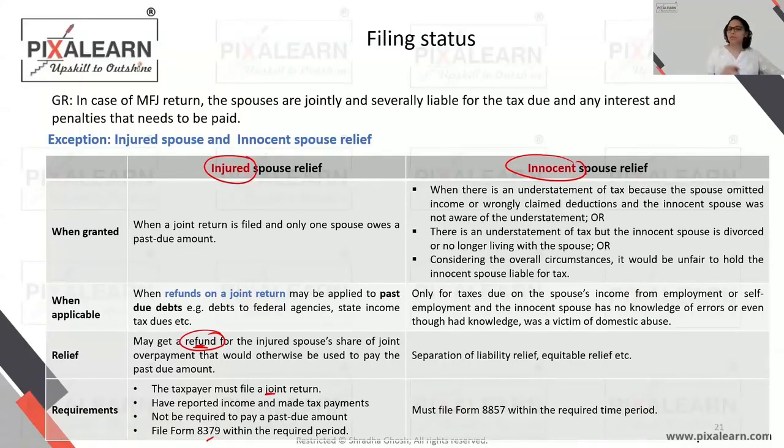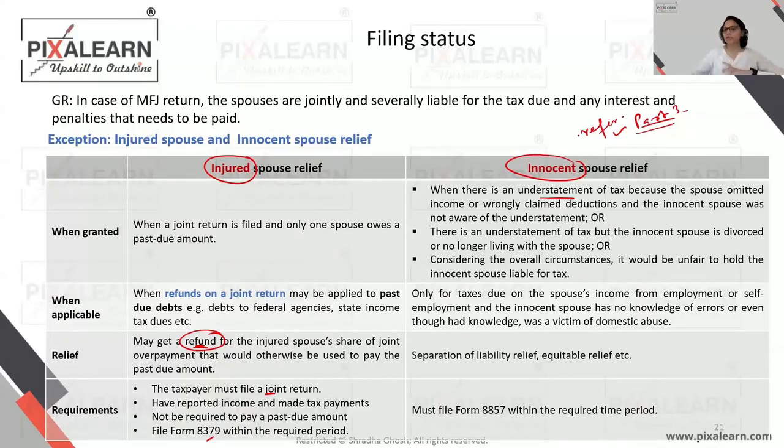What about innocent spouse relief? Innocent is when there is a crime that has been conducted, and now you are saying that you are not a party to that crime. So what happens? There is an understatement of tax. Now, when you go to, let's say, part 3, you will have to refer to part 3 for this. Okay, so please refer to part 3 for this.